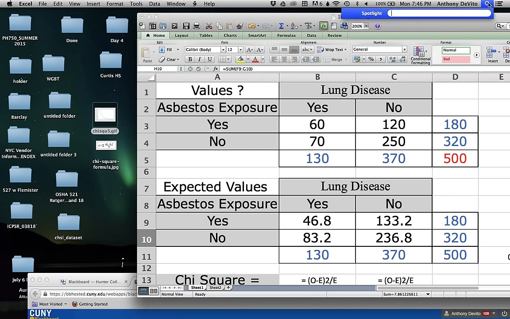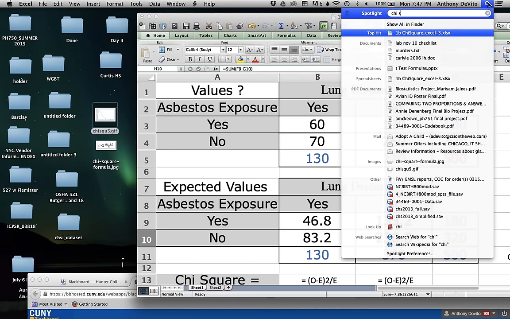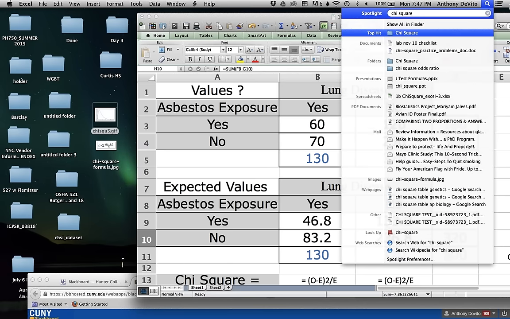So now we have to find the table for chi-square. I'm sorry? Number of rows minus 1 times the number of columns minus 1. R minus 1 times C minus 1. Okay, so in our case, it's 1 times 1. So now I have to find the table.